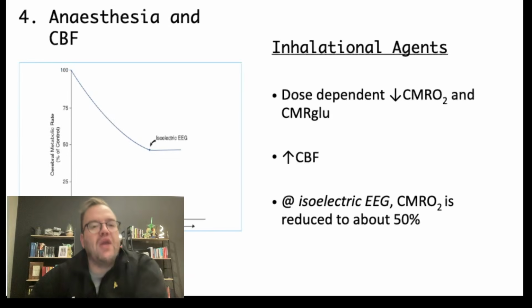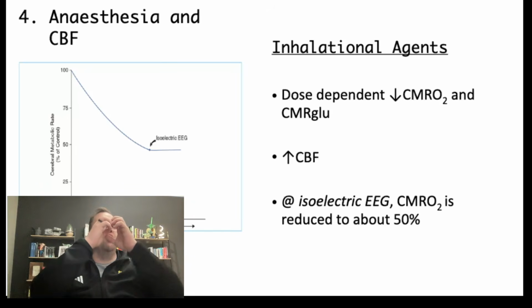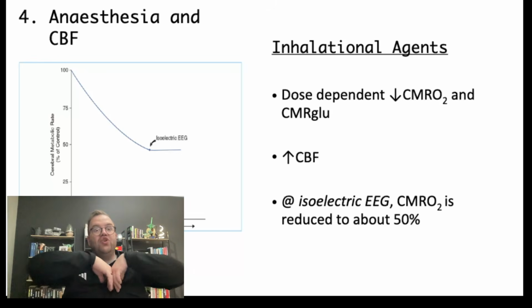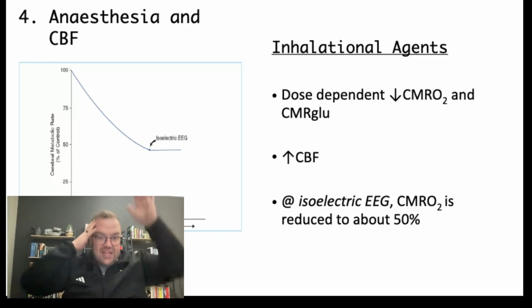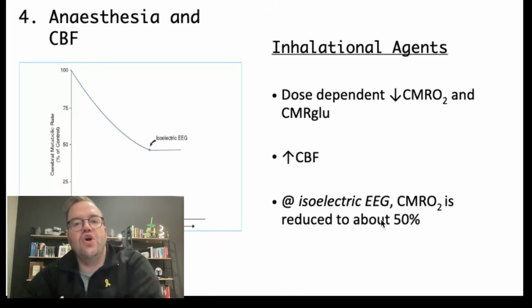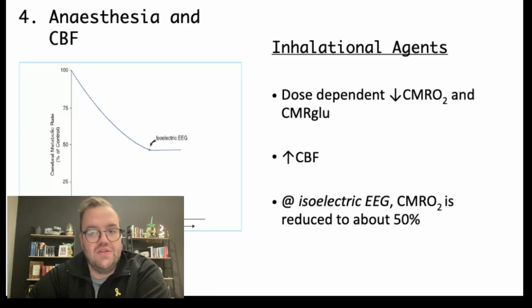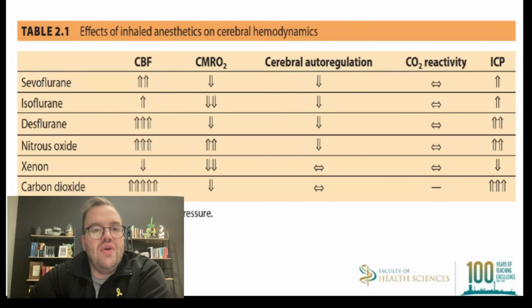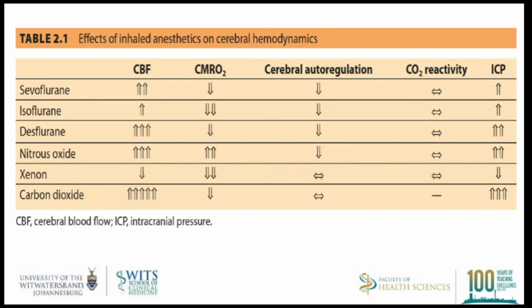Why is that? Because volatiles cause cerebral vasodilation, just as they do cause vasodilation throughout the body. So you get a decrease in oxygen consumption, a decrease in glucose consumption, but an increase in supply. So they are protective to the brain. Volatiles are. So here is a summary of the effects. Sevoflurane fairly significantly increases cerebral blood flow, decreases cerebral oxygen consumption. It does cause some inhibition of cerebral autoregulation. The reactivity to carbon dioxide remains normal.